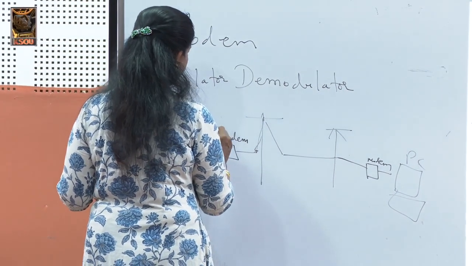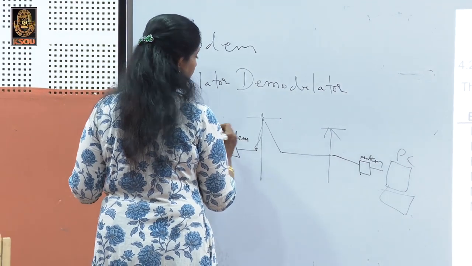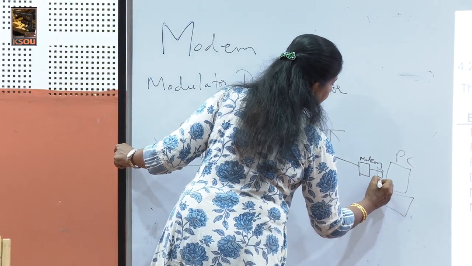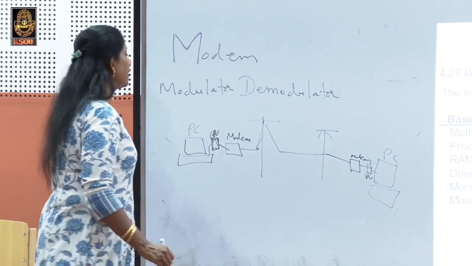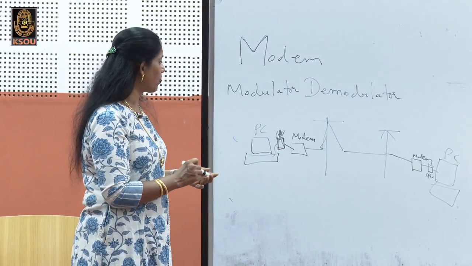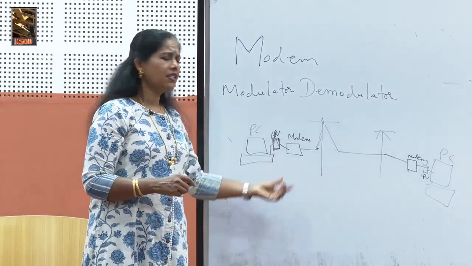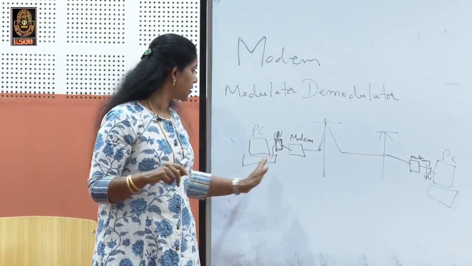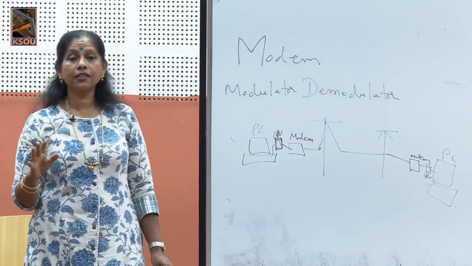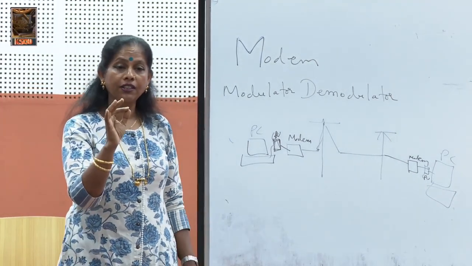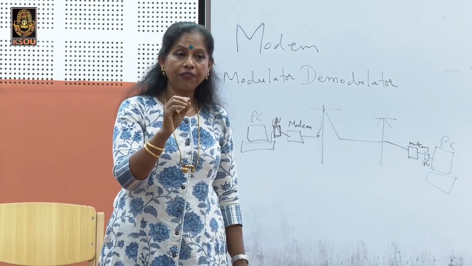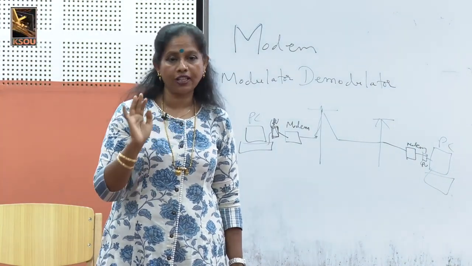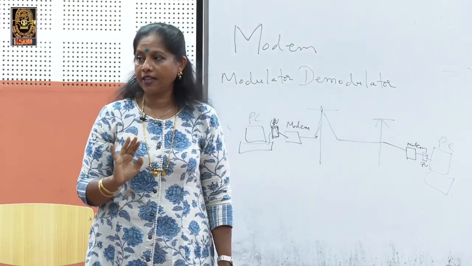See here, and I will tell you how we are modulating. This is a small device. What I have put here, this symbol, the computer doesn't understand. The computer understands only what? We call it digital, it understands only binary digits, zeros or ones only. It will not understand anything else.